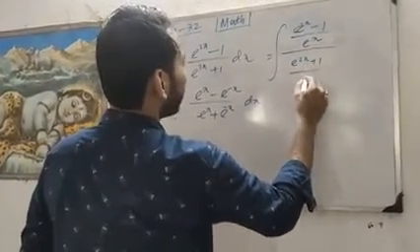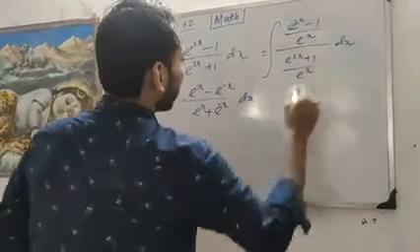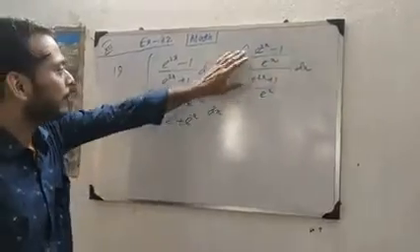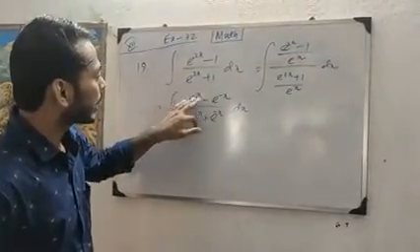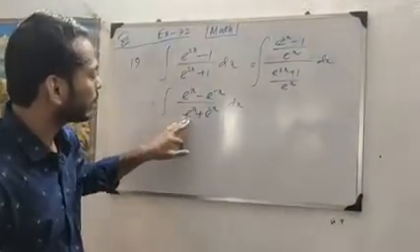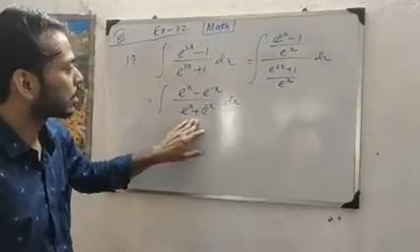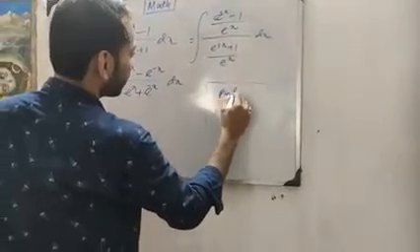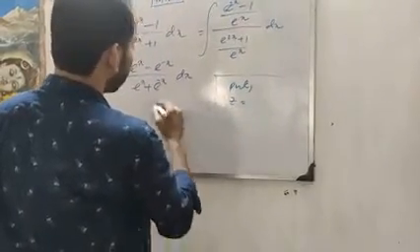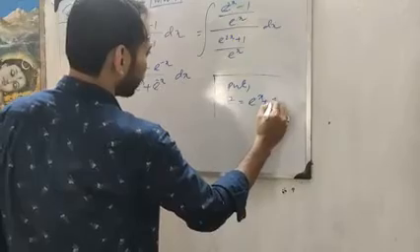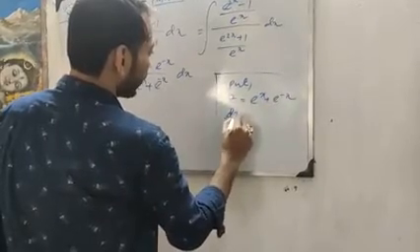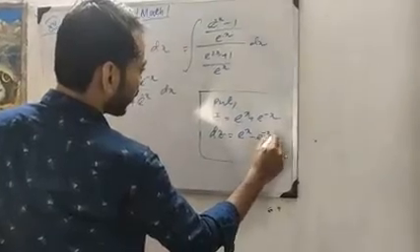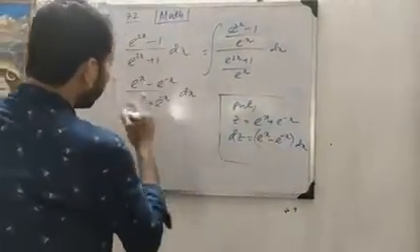I am dividing both the denominator and numerator by e to the power x. Then the numerator becomes e to the power x minus e to the power minus x, and the denominator becomes e to the power x plus e to the power minus x. Now we will put z equal to the denominator portion, and then after doing the differential, we get e to the power x minus e to the power minus x dx. That means the numerator portion.